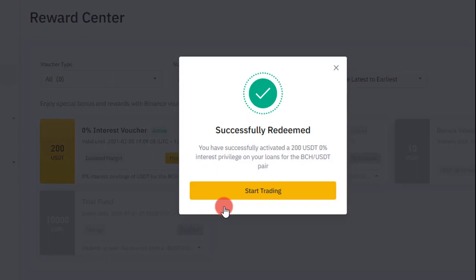So if I'm trading with 5x leverage, that means I'm trading with 5 times my capital. I'm actually borrowing the other capital, the other four times my capital, and I need to pay interest on it. And what this voucher is letting me do is have 0% interest on up to $200. Okay, so I'm going to click on start trading.